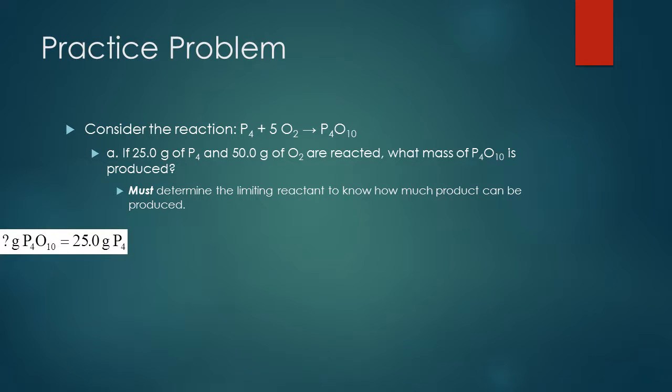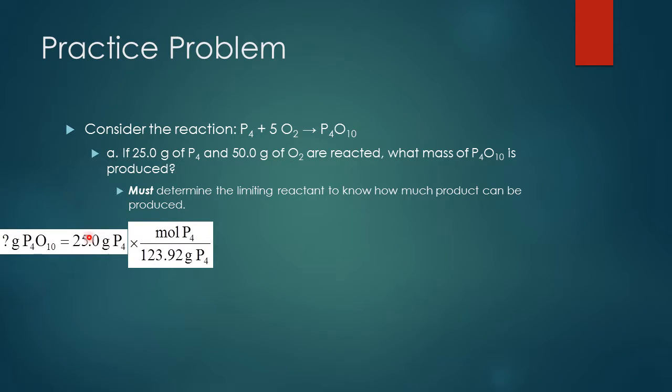So to do this, we are going to find the mass of P4O10 that the phosphorus could produce if it all reacted. Then we'll do the same thing, determine the mass of P4O10 that could be produced if all of the oxygen reacted. So again, this is just a couple of gram, mole, mole, gram problems.